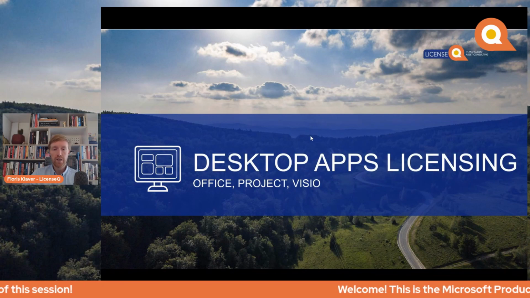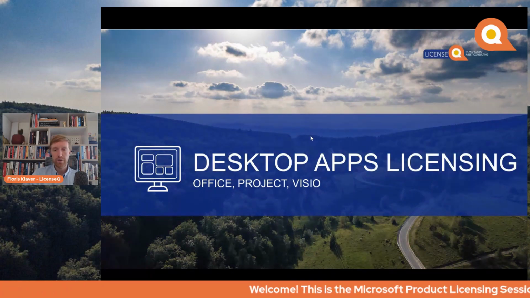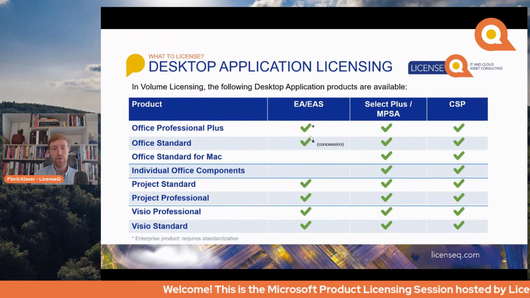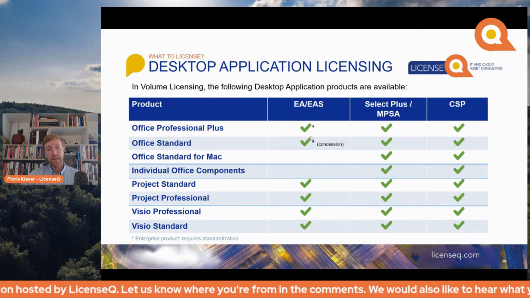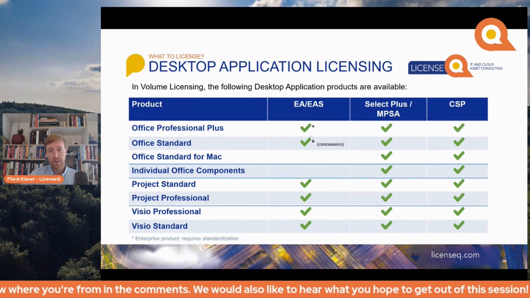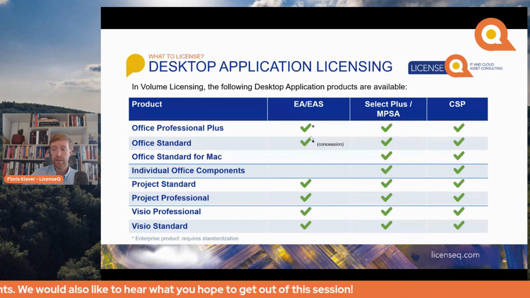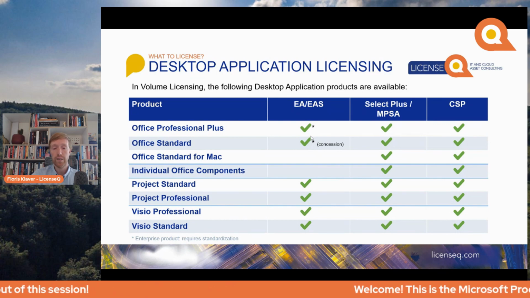Desktop application licensing, and this is mainly focusing on Office and all the components of Office, Project, and Visio. These are the basic desktop application licenses that are present. If you buy Office Professional Plus or Office Standard through an EA, again, this is always based on a commitment requirement. So you should always buy these for all the users in your organization.